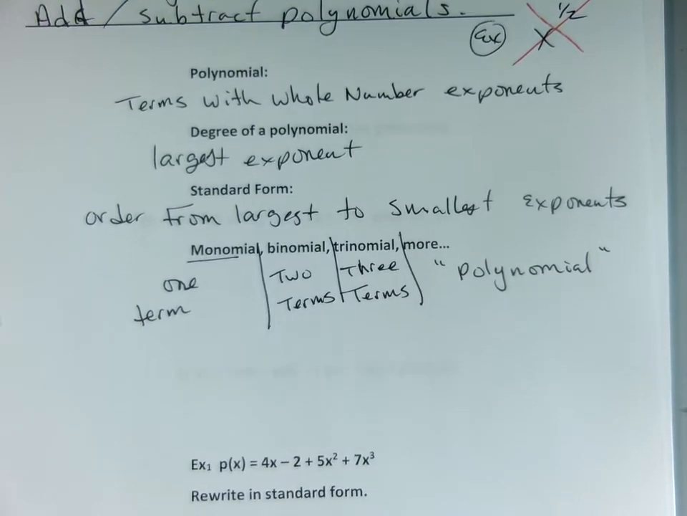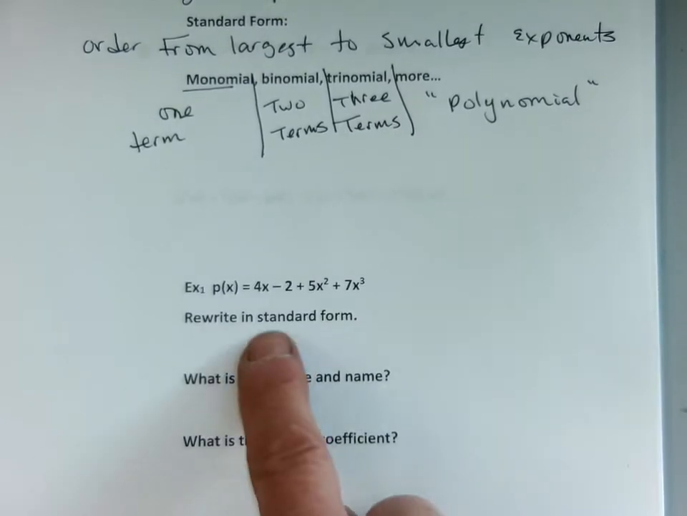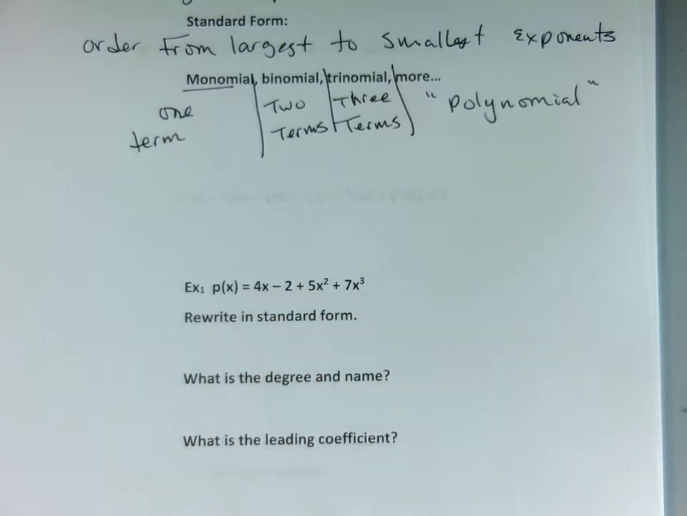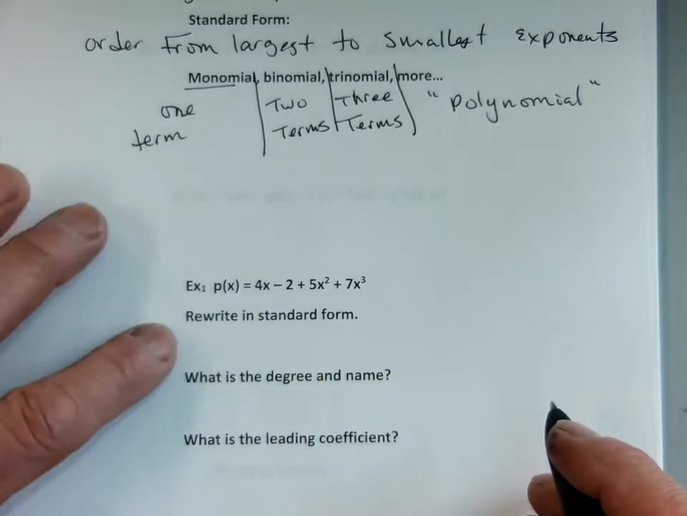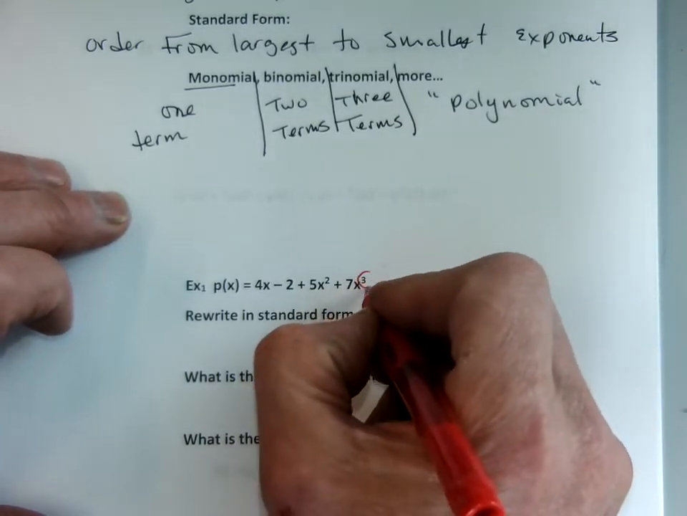So if I look at example 1, first of all, it is a polynomial because there's 1, 2, 3, 4 terms. So this is definitely a polynomial. So let's rewrite it in standard form. So we go with the biggest exponent, the biggest exponent right there.